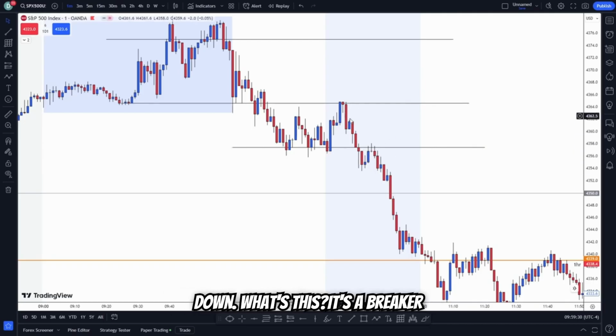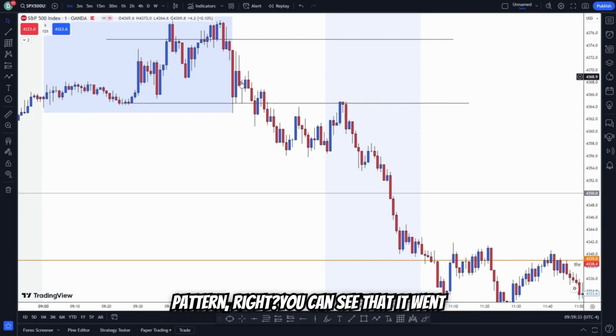What's this? It's a breaker pattern, right? You can see that it went up and down both of the sides, and now it's a breaker pattern. You can enter from here easily. Okay, and this is what I did on my chart.